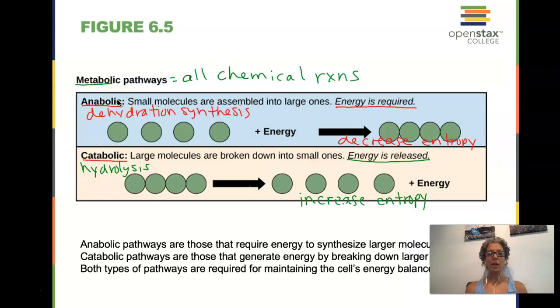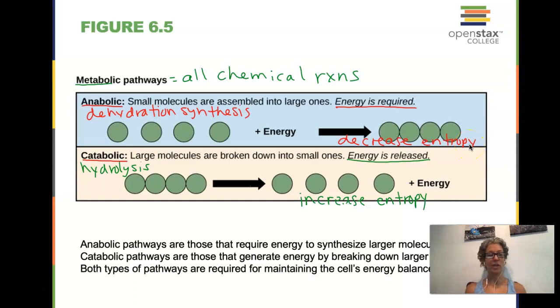So anabolism or anabolic pathways are often generated through dehydration synthesis, where we can remove a hydroxyl functional group from one subunit and a hydrogen off another, remove the water, and build that covalent bond. And if we're going to build a covalent bond, we have to put energy into that system. So we input energy, and that decreases entropy.